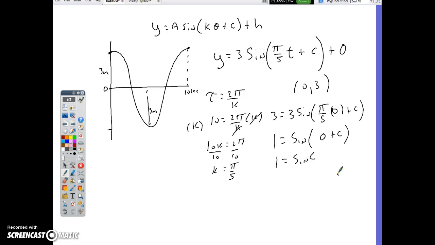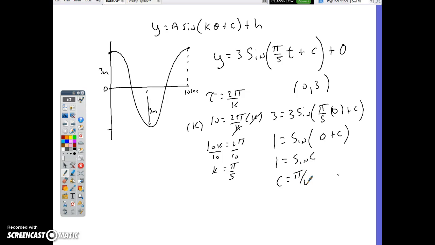What does sine give me 1? 90 degrees. We wouldn't call it 90 degrees. We'd call it what? Pi over 2, right? So since sine is pi over 2, c is equal to pi over 2. Agreed?